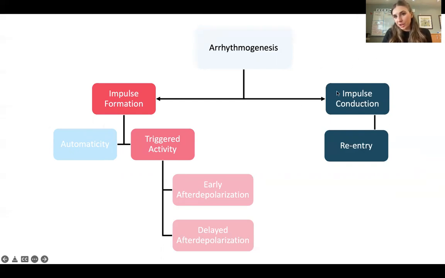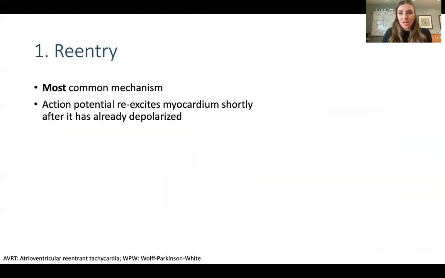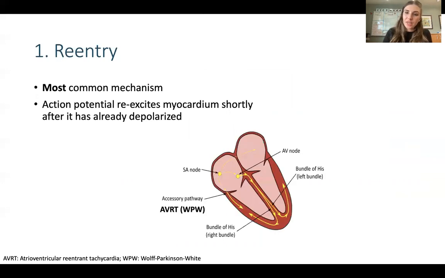Or it could be with conduction. And this is where we focus in on re-entry mechanisms. Re-entry is the most common arrhythmia mechanism. The most simplistic way to explain this is that your heart has depolarized, and shortly after it's repolarized again. It got re-excited, and there's a problem with that. An example of this could be patients who have congenital cardiac disorders such as Wolff-Parkinson-White. And Wolff-Parkinson-White is an example of an AVRT, an atrioventricular reentrant tachycardia.